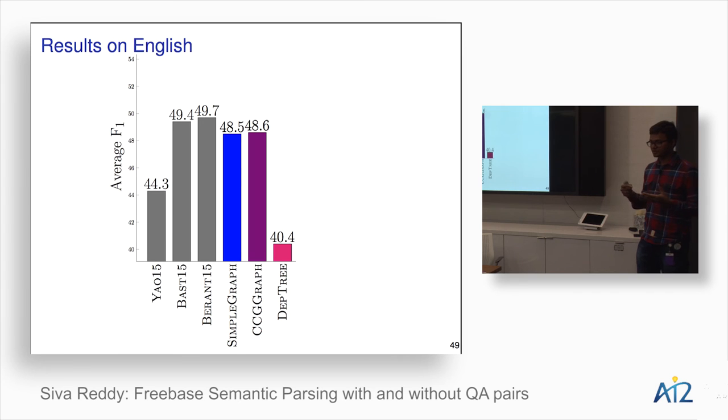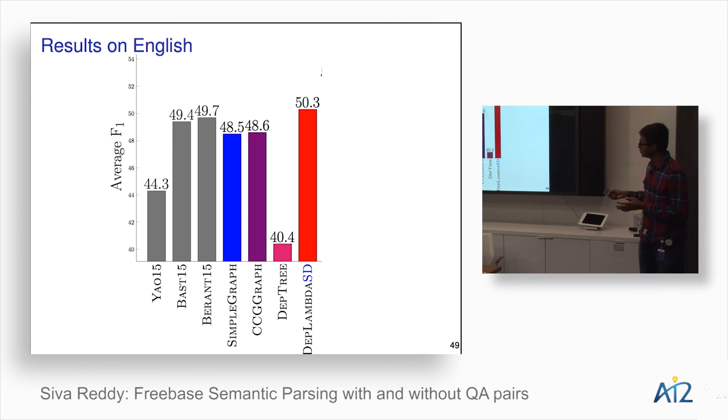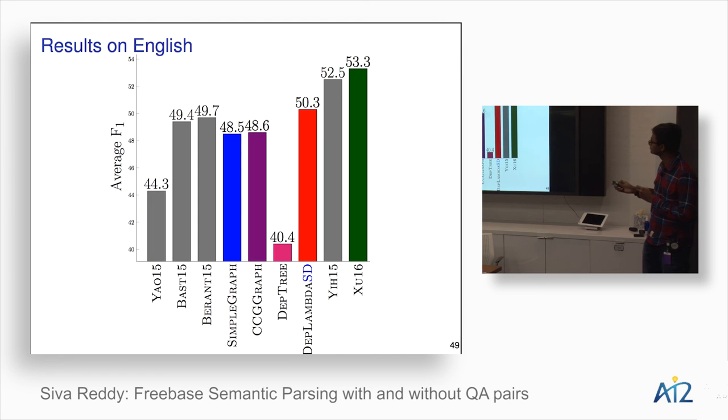The dependency trees look completely different to the graphs that are on Freebase, at least the Stanford dependencies. So the search space is very high, and you end up transducing a lot of edges. Whereas if you use our logical forms, we were able to get up to 50.3. So this is using dependency to lambda calculus expressions using Stanford dependencies.